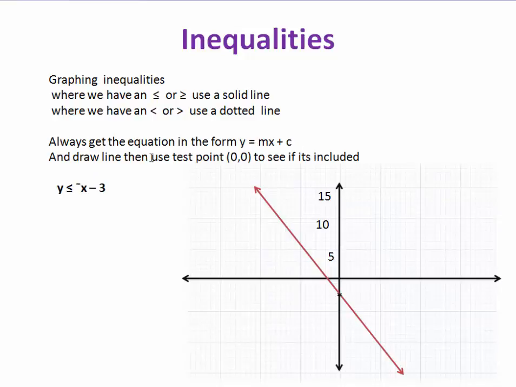Always try and get the equation in the form y equals mx plus c, and then draw a line, and then use the test point 0, 0 to see if it's included, and that shows us which side we should shade. So here we've got the inequality y is less than or equal to minus x minus 3.